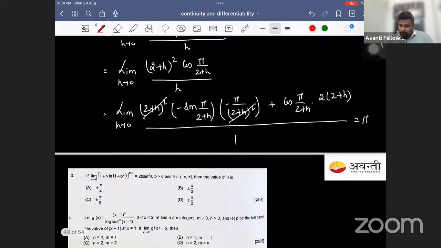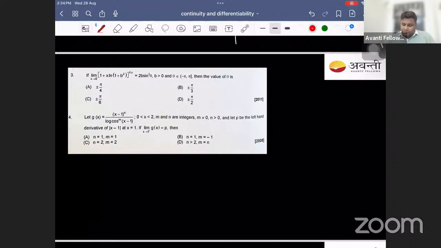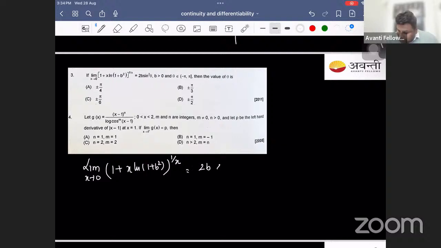Now see, this question, asked in JEE Advanced 2011. It is limit x approaches 0 of (1 plus x ln(1 plus b square)) whole to the power 1 by x. Now if you see, this is given as 2b sine square theta, b more than 0. This is a 1 to the power infinite form. As x approaches 0, it is 1 to the power infinite.